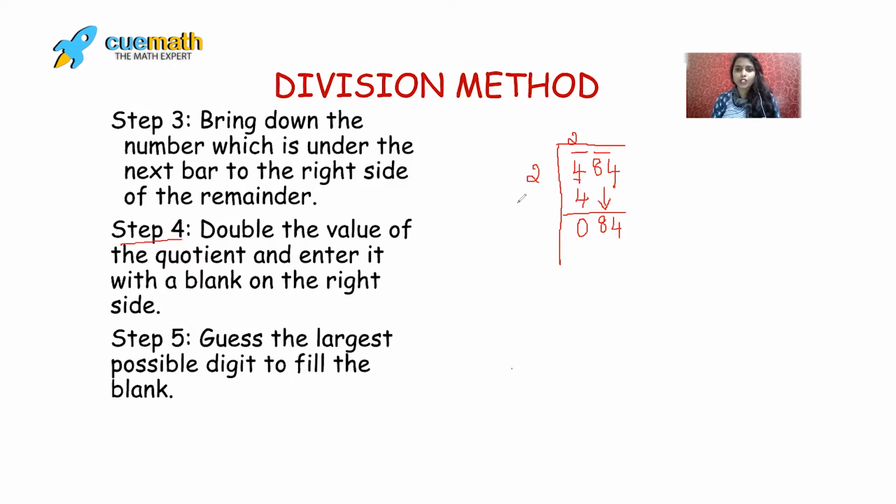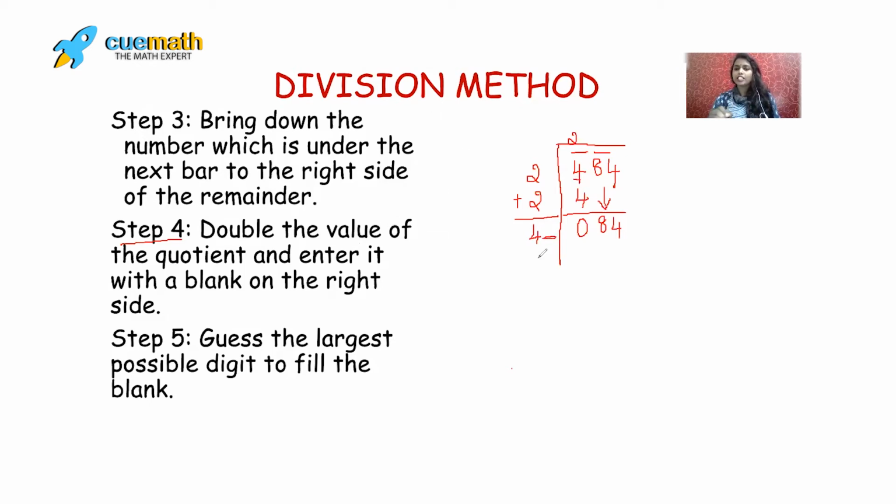Double the value of the quotient. So doubling the value of the quotient, I add here plus 2. So 2 plus 2, I would get 4 and a dash. Double the value of the quotient and enter it with a blank on the right side. So I just place a blank over here. Are you all understanding? Yes.